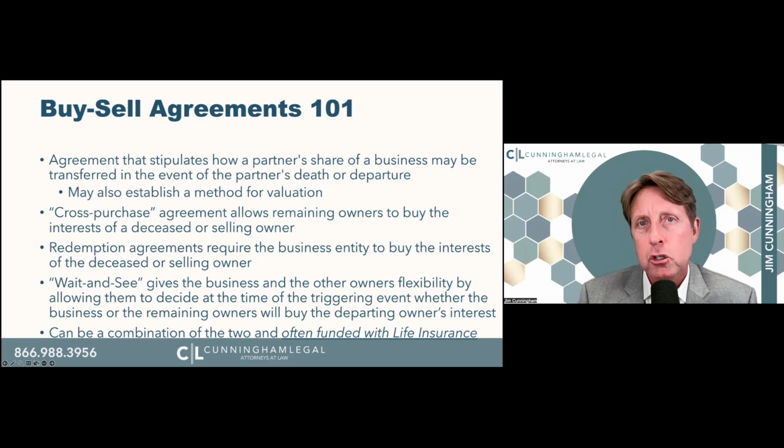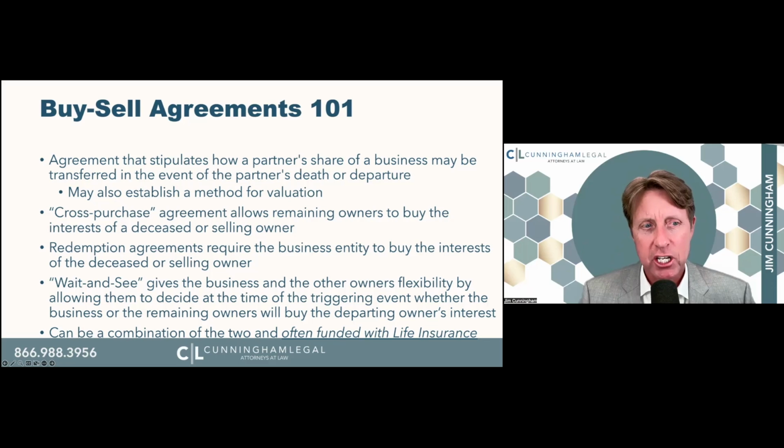So this involves two basic paths. One is what is called a cross purchase agreement, and this allows the remaining owner or owners to buy out the interests of a deceased or a selling owner. So this is where you have two owners, and we have an example on this. One is no longer working at the business, and the other one buys that person's shares in the company.